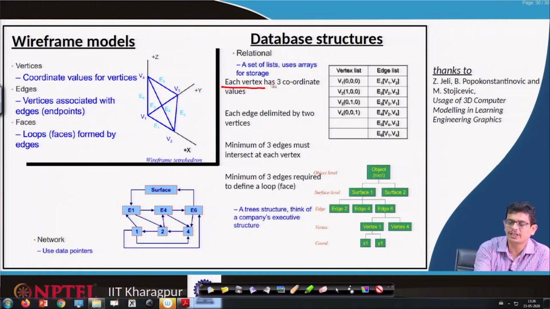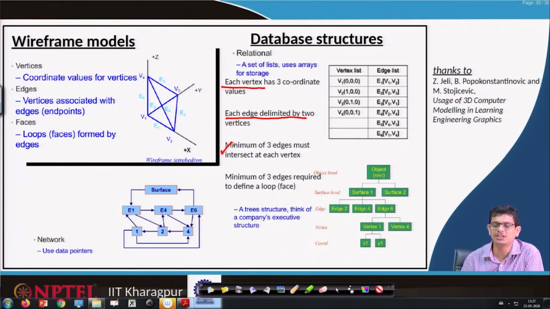Usually, each vertex has 3 coordinates x, y, z, and each edge is delimited by 2 vertices. If I am saying something like an edge, both the ends are supposed to have these vertices, and usually a minimum of 3 edges must intersect at each vertex. Something like if I am saying this is the vertex, perhaps there might be one edge, another edge is coming, another edge is going. That way a network will be constructed.